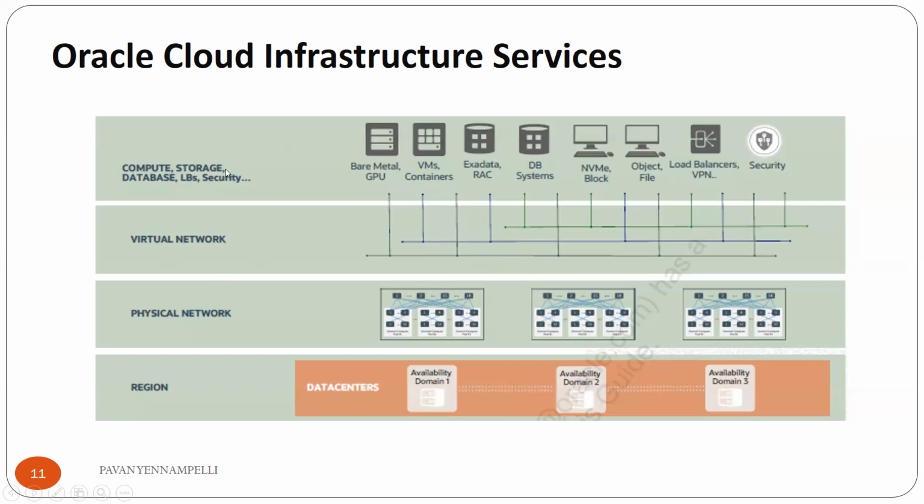Above the virtual network, we have another layer where the resources reside: bare metal servers, virtual machine servers, Exadata systems, database systems, block volumes, object storage, load balancers, virtual private network, VPN connectivity, and security. These are all hosted in this top layer. So this is the complete overview of how the OCI infrastructure services are provided, layer by layer. This is about the OCI services.